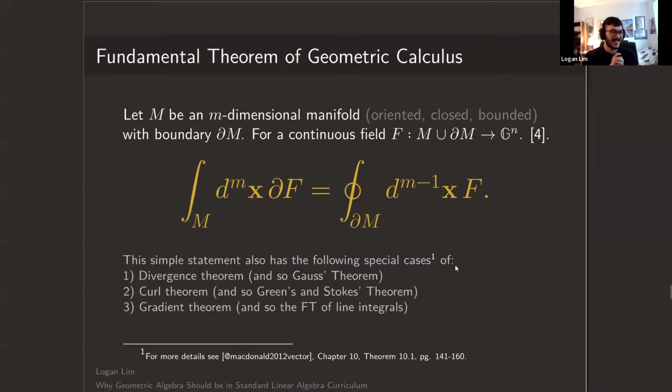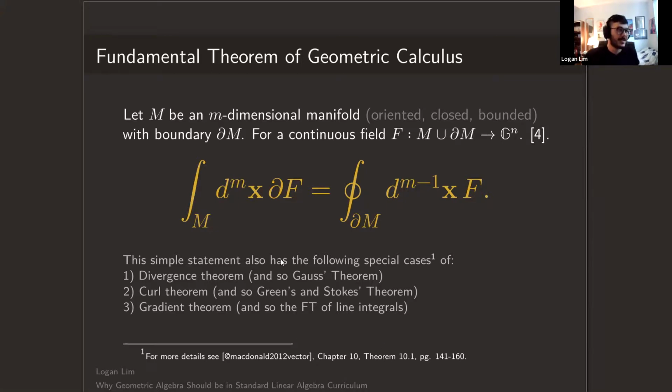And so, which brings us to the biggest theorem. Well, it's arguable. There's a lot of big theorems. So if we have an m-dimensional oriented closed and bounded manifold with a boundary partial n and a continuous field over the manifold and the boundary, we have this result called the fundamental theorem of geometric calculus. This is actually a generalization of the divergence theorem, curl theorem, and gradient theorem, which are generalizations still of Gauss's theorem, Green's and Stokes' theorem, and the fundamental theorem of line integrals.